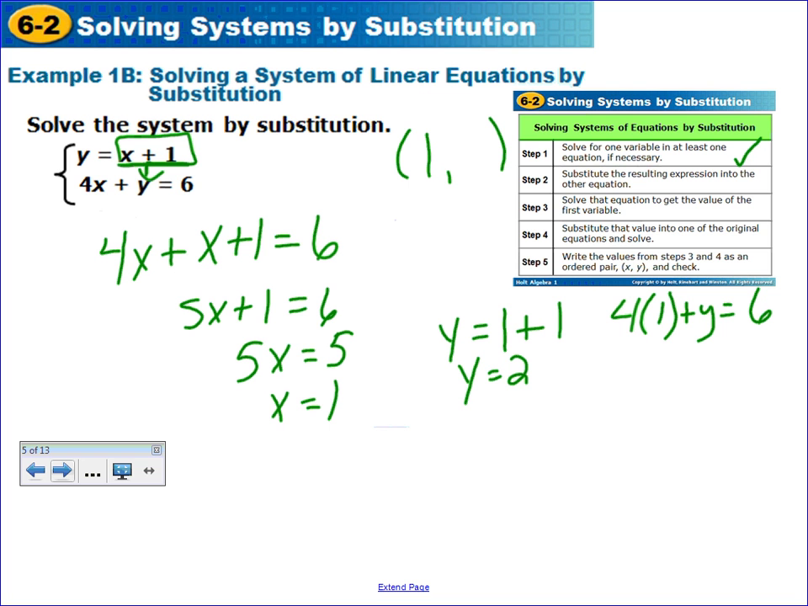If this is true, then whenever I solve this equation right here, I should get y is equal to 2. 4 times 1 is 4, plus y equals 6. Subtract 4 from each side, y equals 2. Yes, the answer is 1, 2.